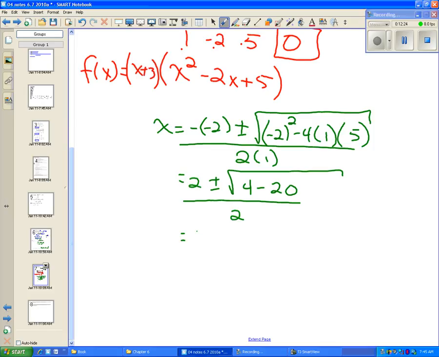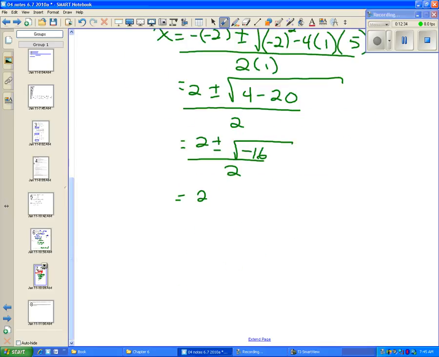So this is equal to 2 plus or minus the square root of 4 minus 20. Well, that's a negative 16 over 2. This is equal to 2 plus or minus the square root of 16, which is 4. The square root of negative 16 also gives me i, or 4i. And this is all over 2.